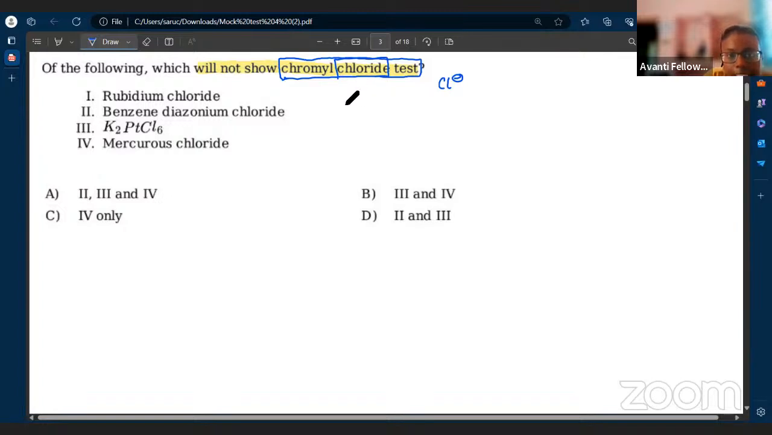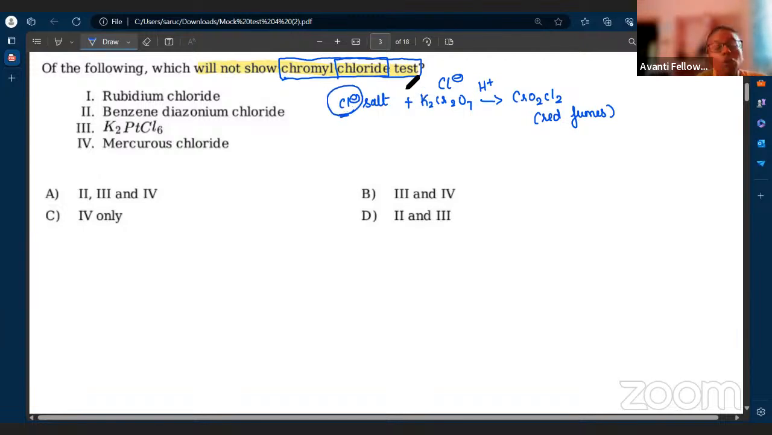So what is the reagent you are going to use in the chromyl chloride test? You are going to heat the chloride salt with potassium dichromate, K2Cr2O7, in the presence of sulfuric acid, and you'll get chromyl chloride, CrO2Cl2, coming out as red fumes. So if it is a chloride salt, you'll get red fumes of chromyl chloride. If the salt is not a chloride salt, then you will not get the red fumes. Okay. So this is chromyl chloride test.